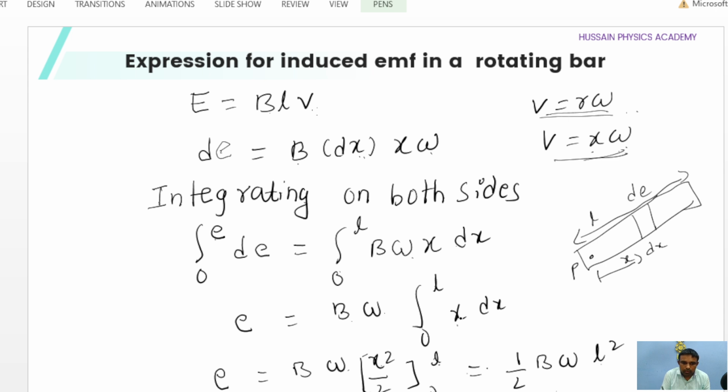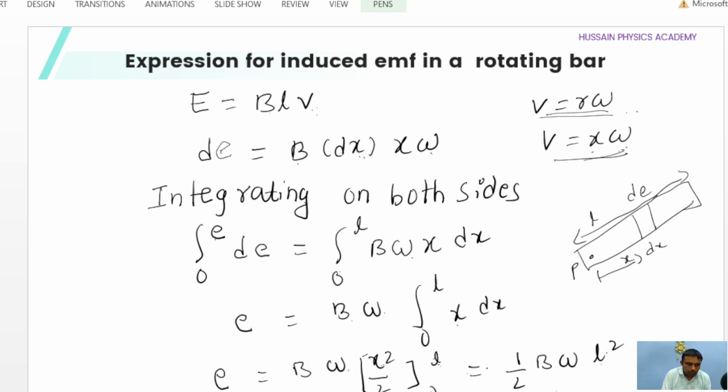The integration of x dx is x square by 2. Apply the limits 0 to L, substituting the upper limit L in place of x. So we finally get 1 by 2 B omega L square. This is the formula for the EMF induced in a rotating bar.